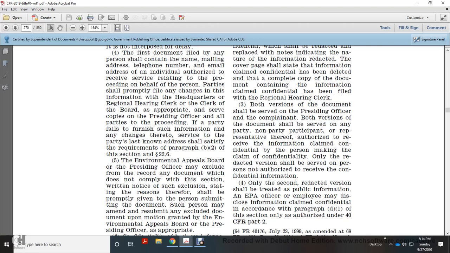Only the second, redacted version shall be treated as public information. Environmental Protection Agency officers and employees may disclose the information claimed confidential only in accordance with paragraph (d)(1) of this section, as authorized in Title 40 CFR Part 2.